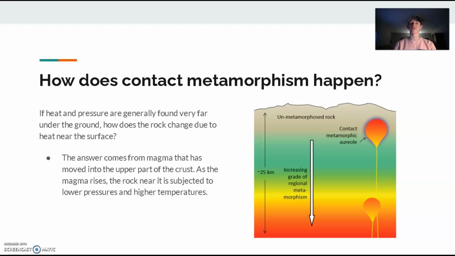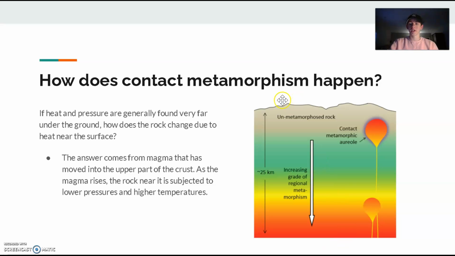Here we have, how does contact metamorphism happen? And you might be asking yourself, if heat and pressure are generally found very far under the ground, how does a rock change due to heat near the surface? Because wouldn't heat normally be found towards the center of the earth? Now, the answer is magma that has moved into the upper part of the crust. As the magma rises, the rock nearby is subjected to lowered pressures and higher temperatures.